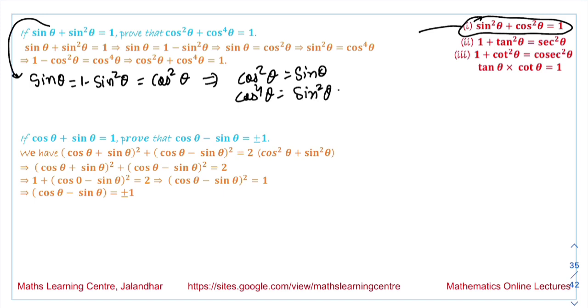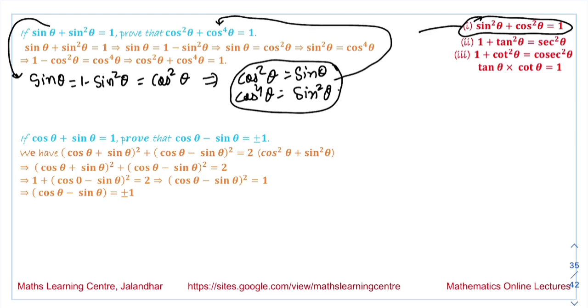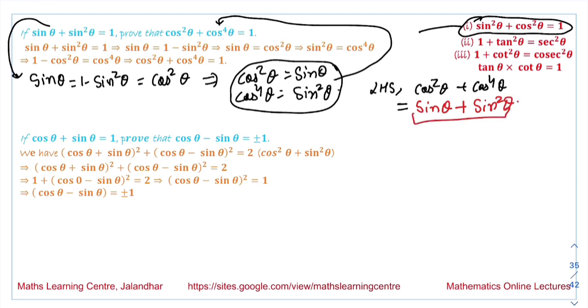sine square theta. If we substitute both these values in this equation, we are talking about the left hand side, now we have cos square theta plus cos 4 theta. We are saying cos square theta is equal to sine theta, and cos 4 theta is equal to sine square theta, and this value from the given equation is equal to 1. So we are saying this is equal to RHS.